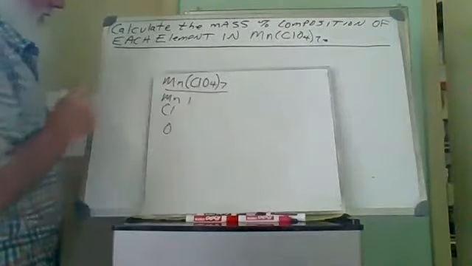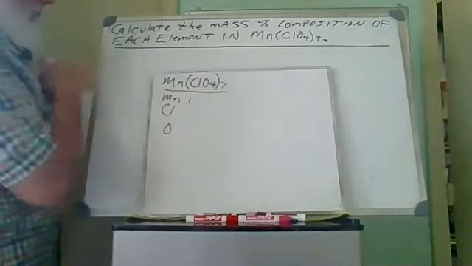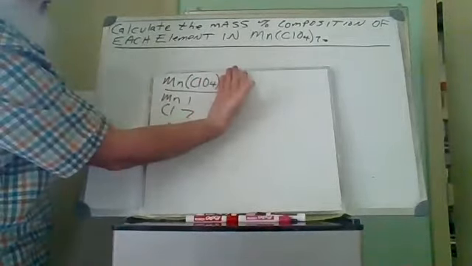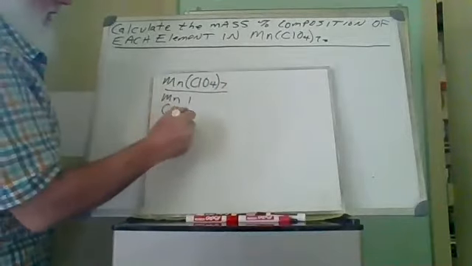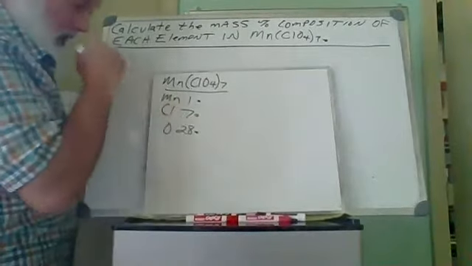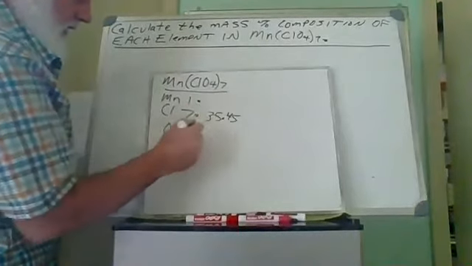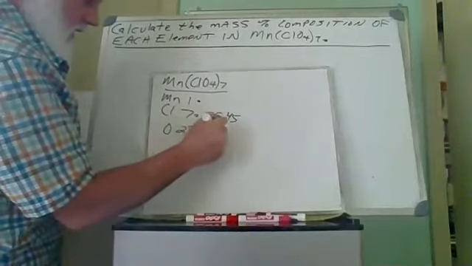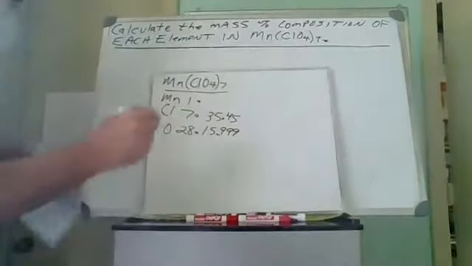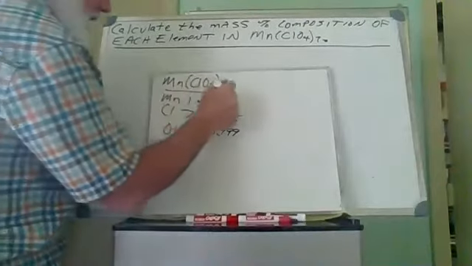And I see 1 manganese. Now, there's one chlorine there, cover up. There's one chlorine times 7 is 7 chlorines. There's 4 oxygens times 7 is 28 oxygens. And now I'm going to multiply by the atomic masses off of the periodic table. Chlorine is 35.45. Oxygen is 15.999. And manganese is 54.9380.